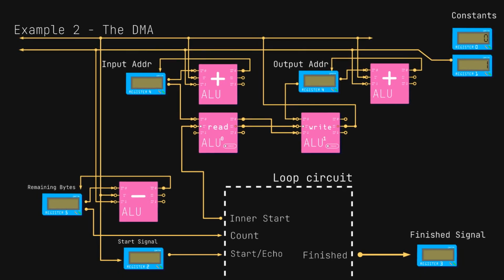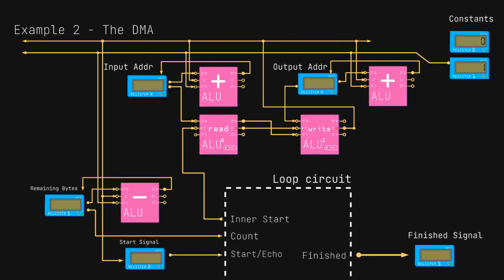First, reg 0 and 1 are 0 and 1 again. Second, reg 2 is the start signal. Reg 3 is the finish signal. Reg 4 is the input memory address. Reg 5 is the output memory address. And reg 6 is the length. The idea here is that we create a loop, just like before, with the inner circuit being something that reads from a place and writes into another.